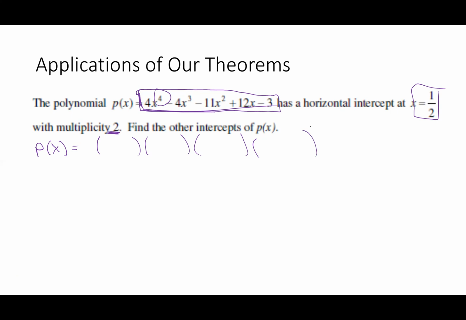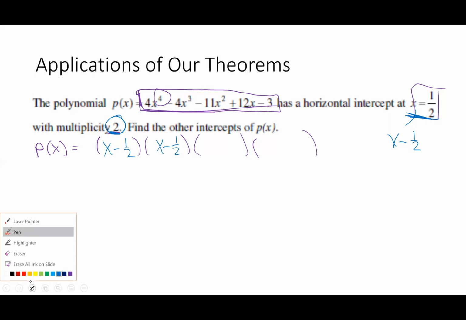Okay, now here's something that's pretty neat. Right out of the gate, I've already told you 2 of them, which is pretty awesome. I told you that x equals 1/2 is a root with multiplicity of 2. So if x equals 1/2 is a root, x minus 1/2 is a factor. And since it's of multiplicity 2, it's actually a factor twice. So that's big. All right, so now let's go ahead and apply this information.